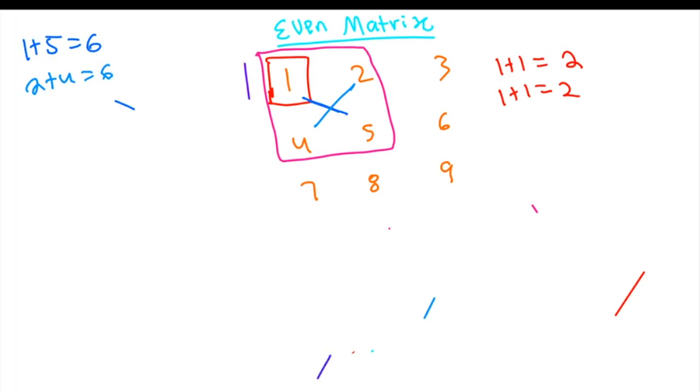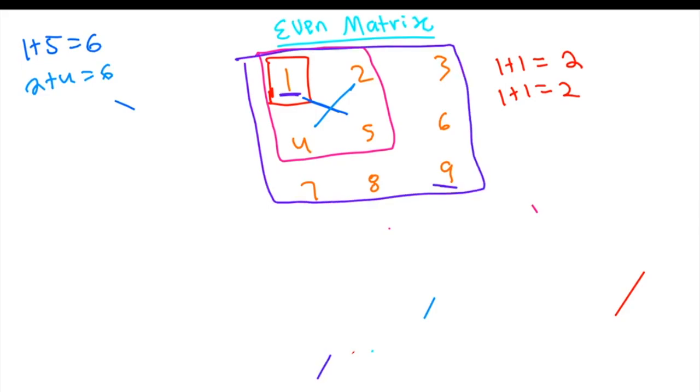Next, we check the 3 by 3 subarrays and do the same thing. We will check 1 and 9, that is 10, and 3 and 7, that is also 10, both of them are even, and we'll just keep doing this for all a by a subarrays. We will go through all a by a subarrays that could be found in the n by n matrix.